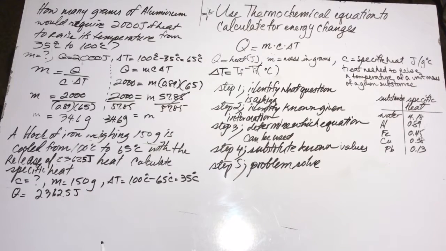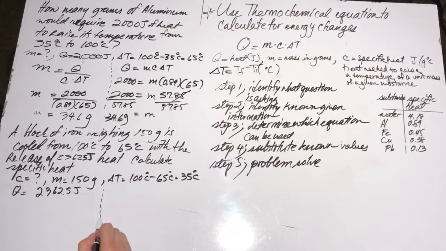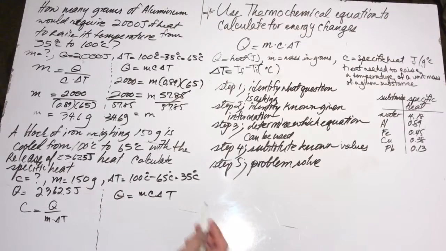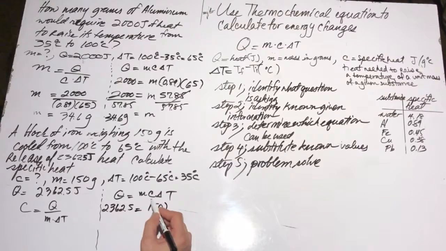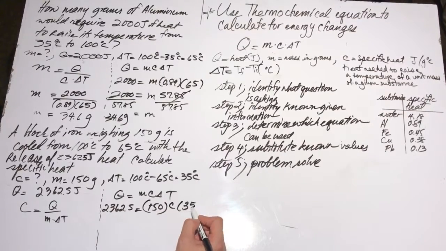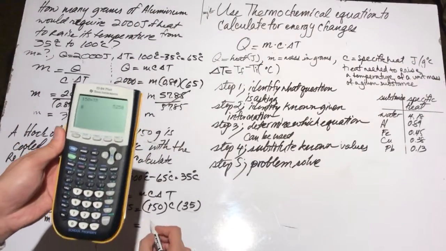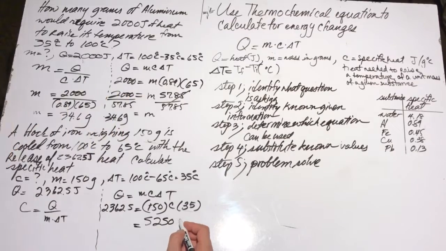The third step is to determine which equation can be used. Since you're looking for C, you can do it two different ways, just like I told you. C equals Q divided by mass times change of temperature, or Q is equal to m C delta T. I'm going to do this one first: Q is equal to the mass, 150 grams, times C, which we don't know, times the change of temperature, 35 degrees Celsius. I multiply 150 times 35 to get the product first, which is 5250.